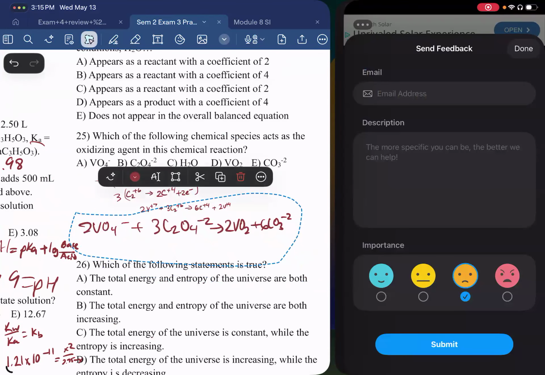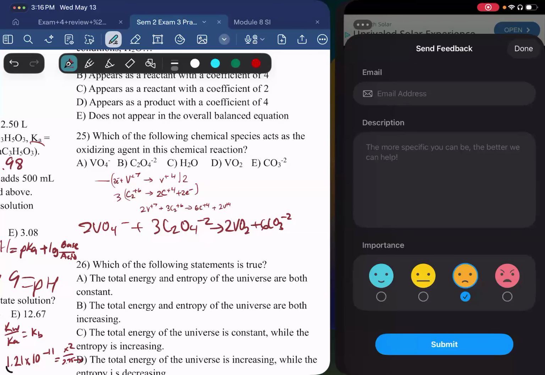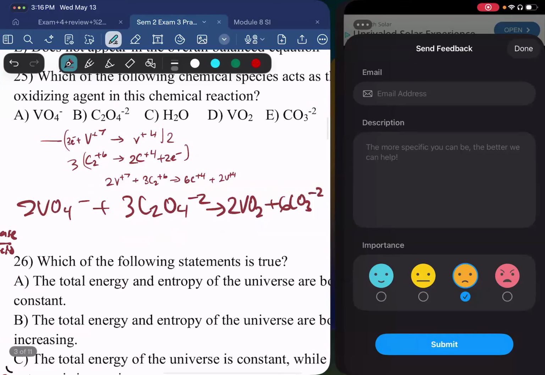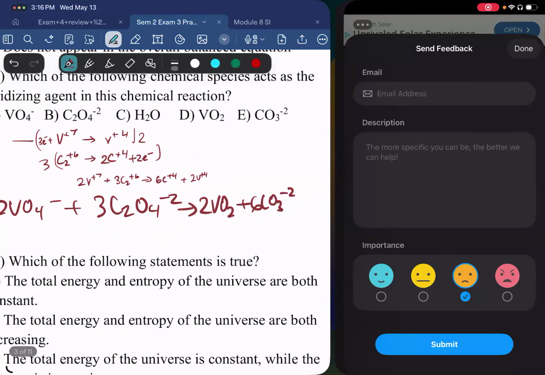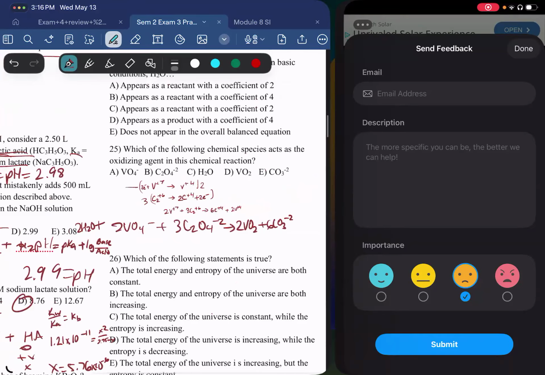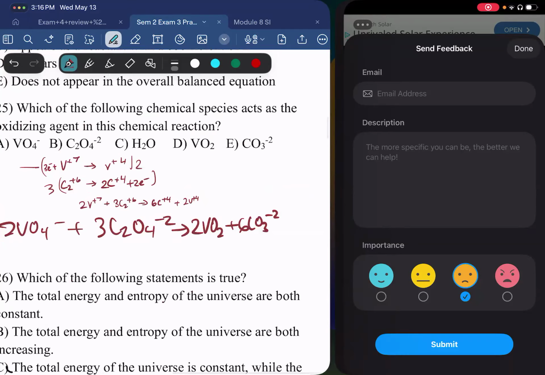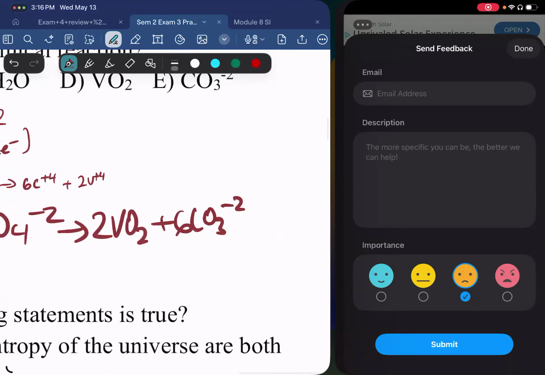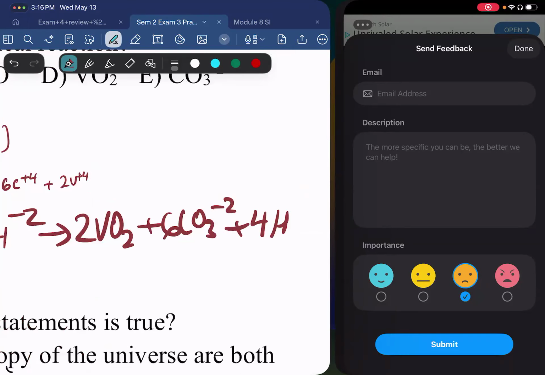So this is the balanced formula. Now we have to figure out which side has the least amount of oxygens. The left side has 8 plus 12, so that's 20 in total. The right side has 4 plus 18, so 22. So there's going to be 2 waters on the right side. And on the right side, now we have to add the hydrogen, so there's going to be plus 4 on the right.